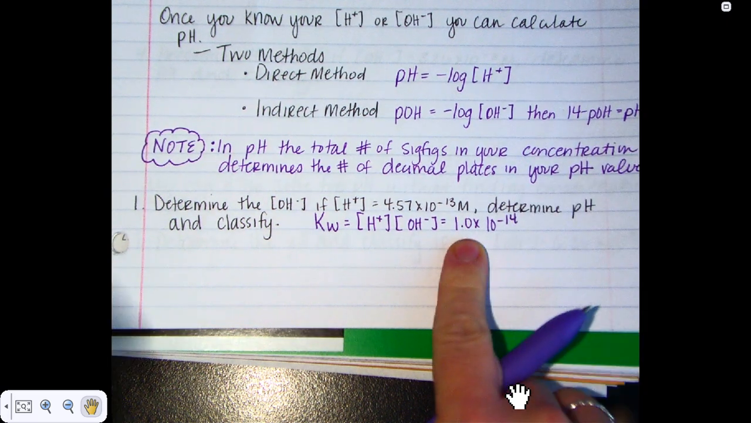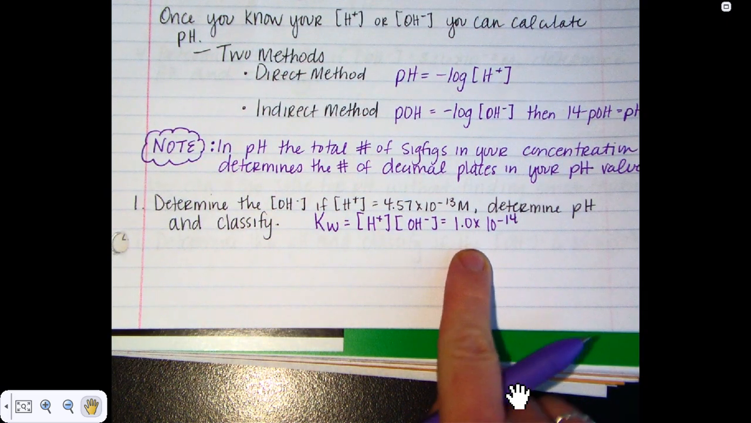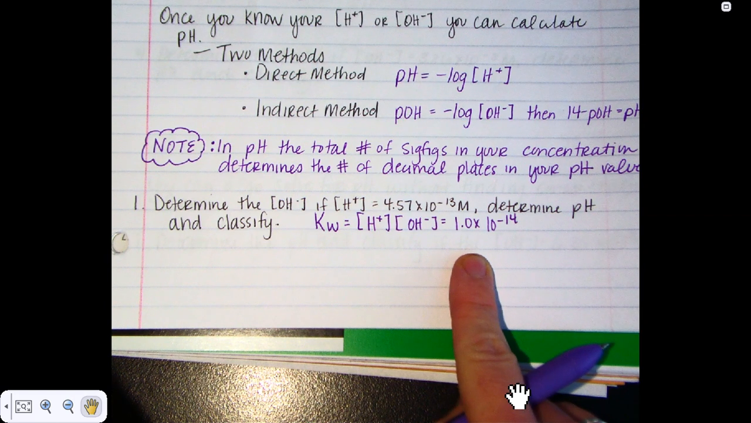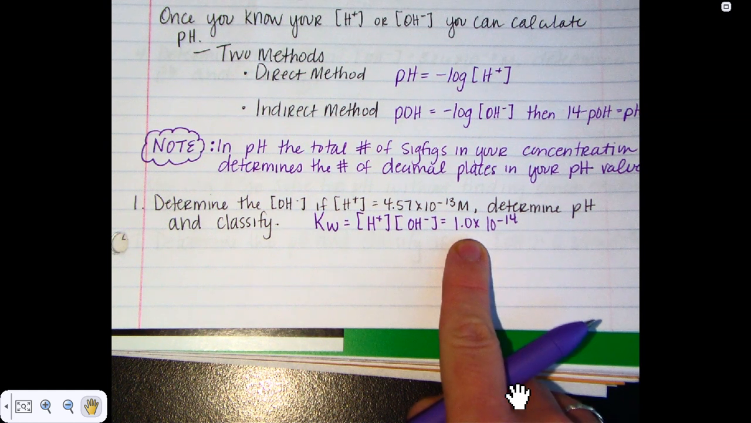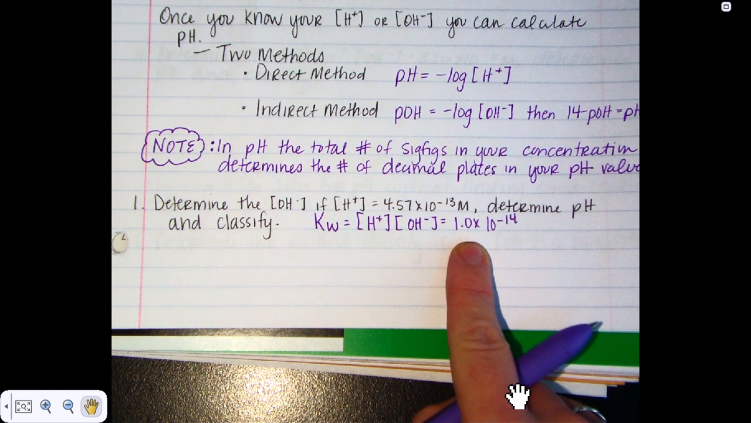Now you'll see this as 1.0, you'll see this as 1, you'll see this as 1.00. It really doesn't matter. It's a constant. As long as you have the 1 and the 10 to the minus 14, it doesn't matter how many zeros are included here. I will always write 1.0 because that's how I learned it. I believe on your reference packet, it's just listed as 1. But again, it's a constant. It's not going to affect our sig figs anyway.